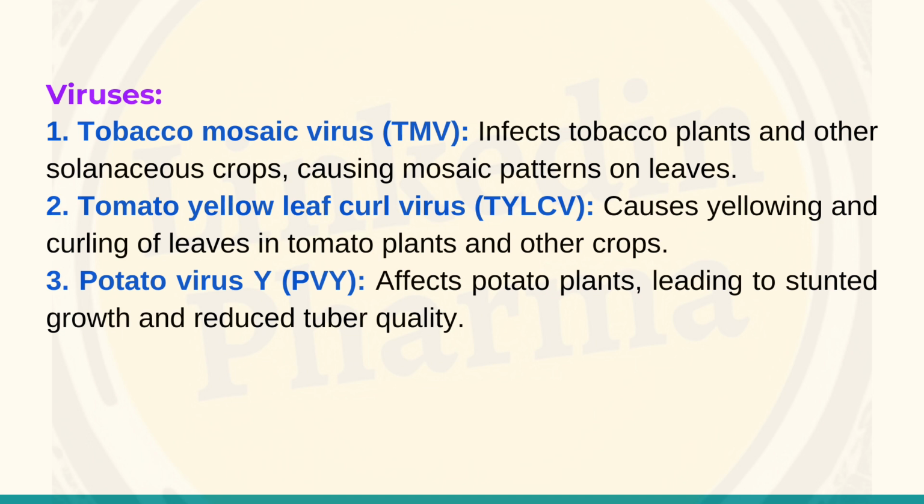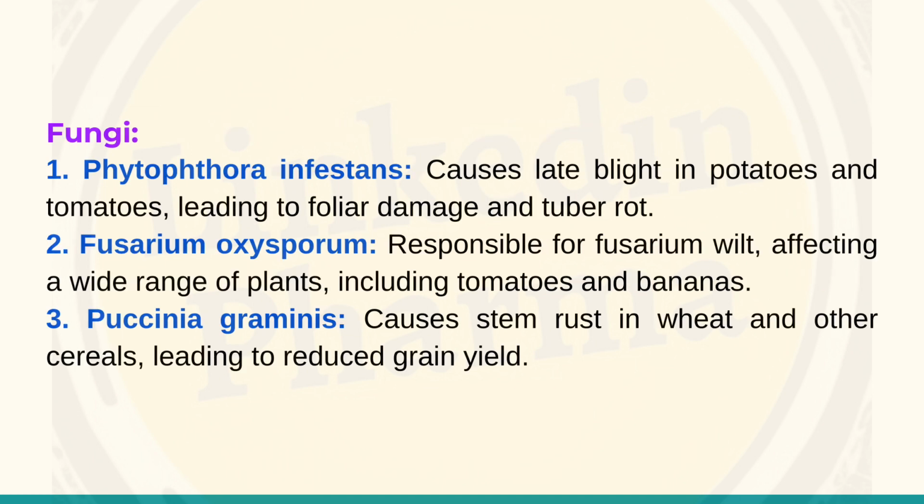Potato virus Y, PVY, affects potato plants, leading to stunted growth and reduced tuber quality. Fungi. Phytophthora infestans causes late blight in potatoes and tomatoes, leading to foliar damage and tuber rot. Fusarium oxysporum, responsible for fusarium wilt, affects a wide range of plants, including tomatoes and bananas.